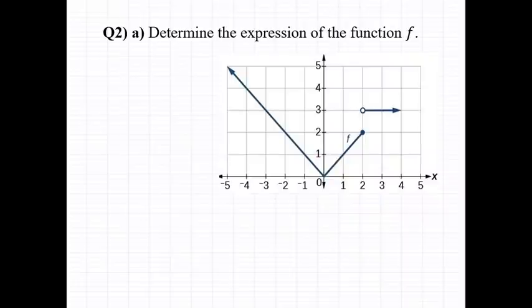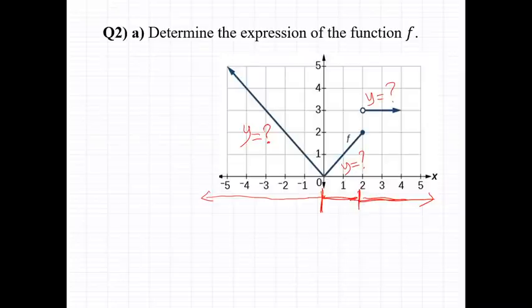Determine the expression of the function. Now, as you see, we have three different behaviors here. One is on this part of the real line, another behavior is on this part of the real line, and then also on this part. So this is a piecewise defined function, and we want to find the equation for each part, y equal to what?